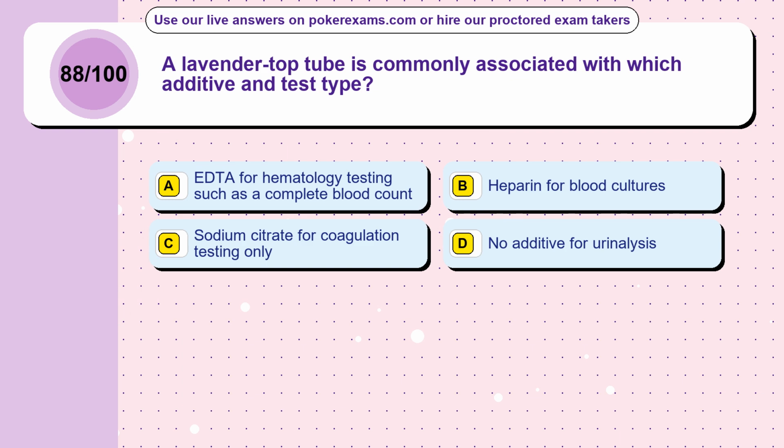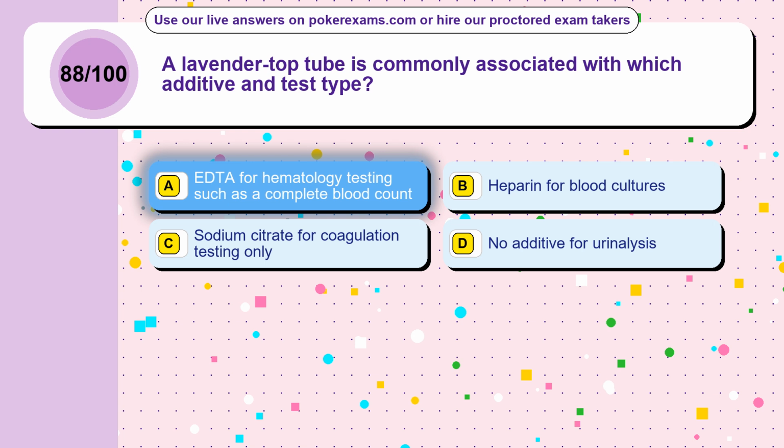Question 88. A lavender top tube is commonly associated with which additive and test type? Option A. EDTA for hematology testing such as a complete blood count. Option B. Heparin for blood cultures. Option C. Sodium citrate for coagulation testing only. Option D. No additive for urinalysis. The correct answer is option A.